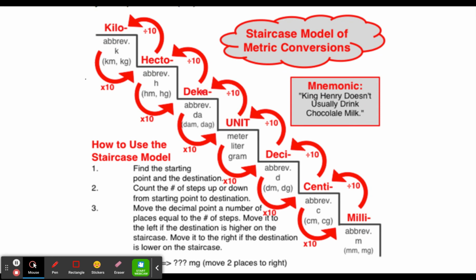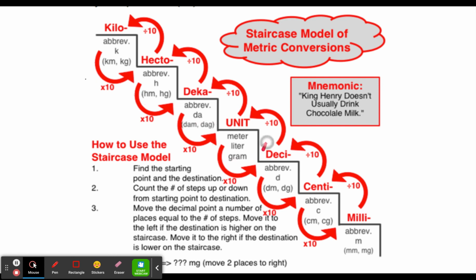Deca is a unit that's 10 times bigger than the base unit. So if you're going from the base unit to deca, you would divide by 10. So you just count up. If you're going from milli to kilo, you count up 1, 2, 3, 4, 5, 6. And that means you divide by 10 6 times, which is like a 1 with 6 zeros, which is a million. So that'd be dividing by a million to go from milli to kilo. Okay? If you had 1,000,000 millimeters, that would be 1 kilometer. Divide by a million.